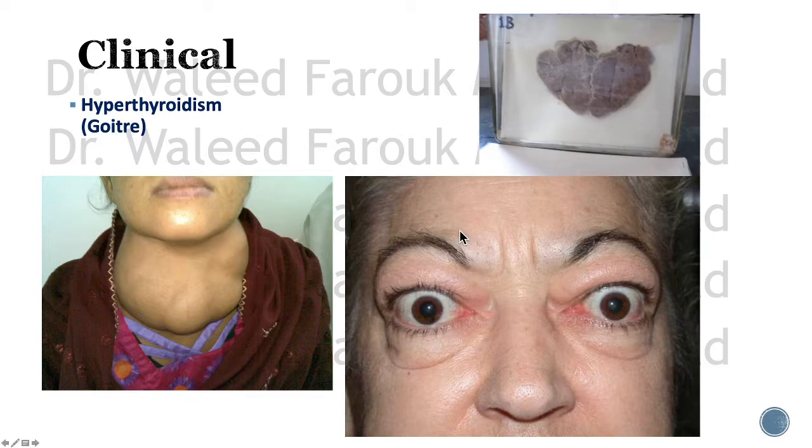Clinical aspect of this lecture. This is a case of hyperthyroidism, goiter. See, this is diffuse toxic goiter. This is the actual size of the enlarged gland. Goiter means enlargement of the gland, whatever may be the cause. Now, in hyperthyroidism, there's a slight stimulation of the retroorbital fat, so it increases in size and pushes the eyeball forwards.